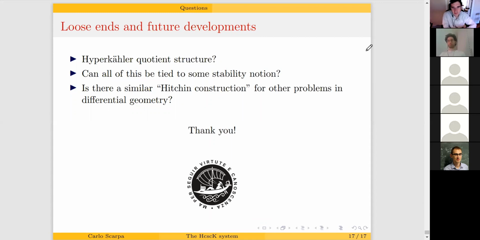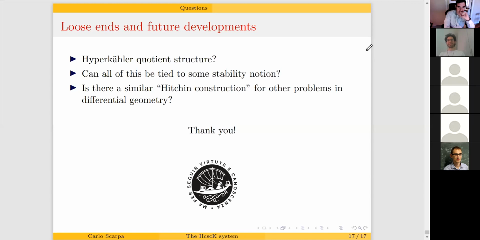Okay, maybe my first question is about your questions, because I think you didn't have the time to give some comments about them. There are three questions you added. Can you first make some comments about this last slide? Well, what do you mean by hyperkähler and so on? To be honest, these are really wide open right now.